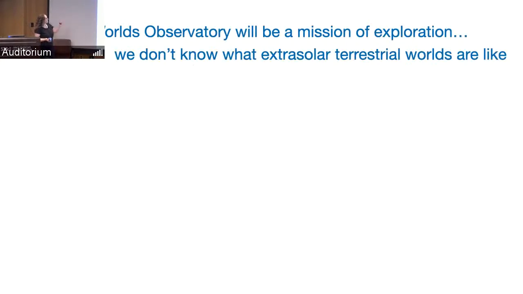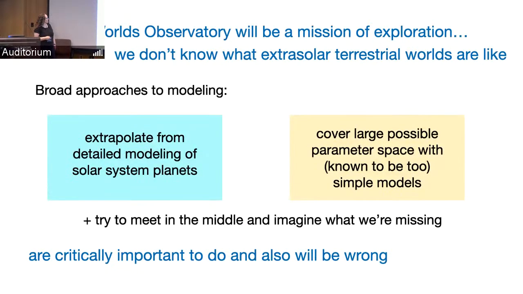and know what terrestrial worlds are like. So Habitable Worlds Observatory will be a mission of exploration. That's what's exciting about it. We don't know what those terrestrial worlds are going to be like. And if we take the broad approaches to modeling that we have, either extrapolate from detailed modeling of solar system planets, which are just a few examples, or cover large possible parameter space with models that we know are too simple, we try to meet in the middle, imagine what we're missing, imagine the things that we haven't seen before.